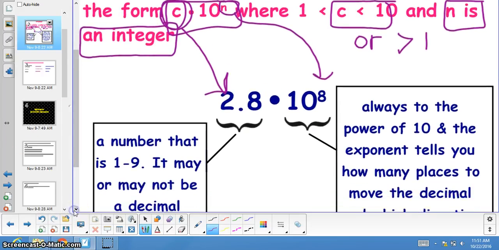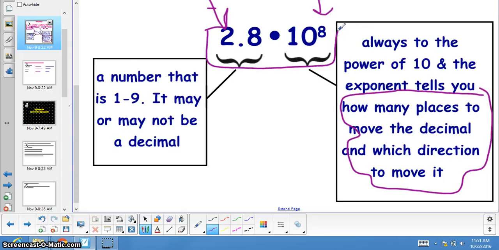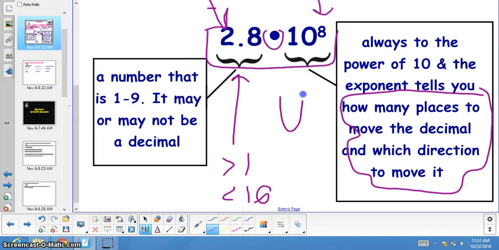Also, the exponent tells you how many places to move the decimal and which direction to move it. So, for example, here in 2.8 times 10 to the 8th power, 2.8 is a number that is greater than 1, less than 10, and it's always multiplied by the base of 10, and the exponent is positive 8, which lets me know we are moving to the right 8 spaces because it's positive.